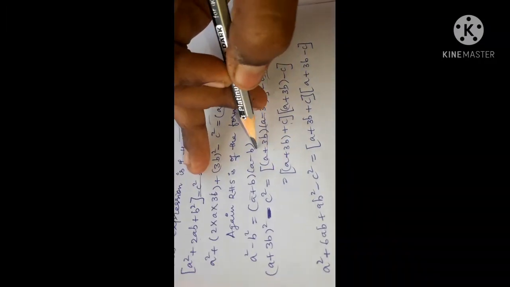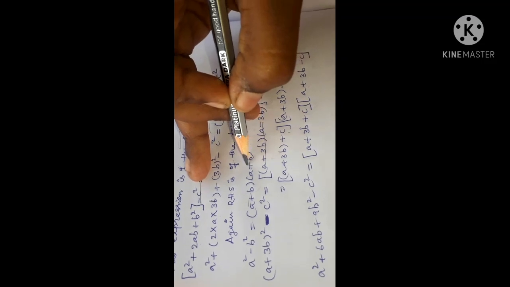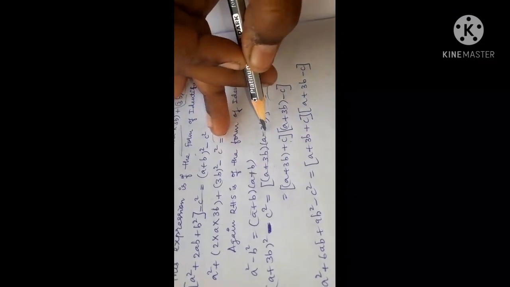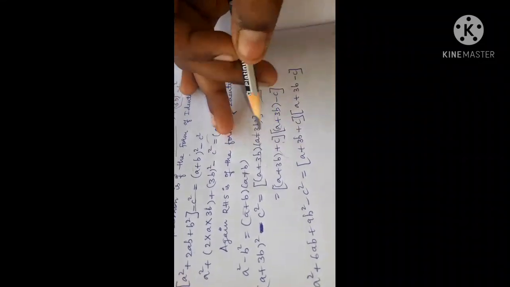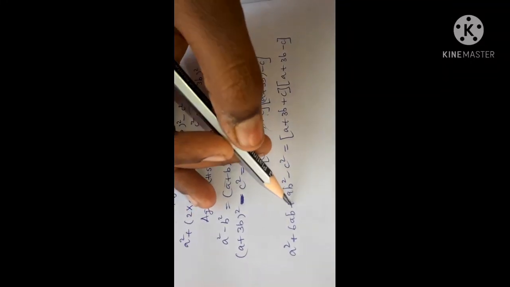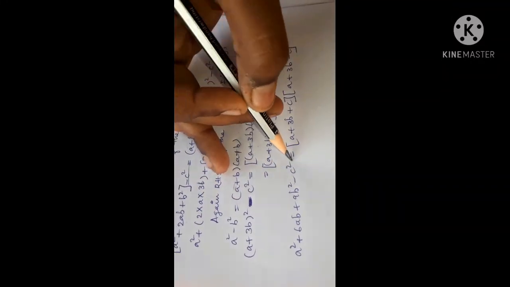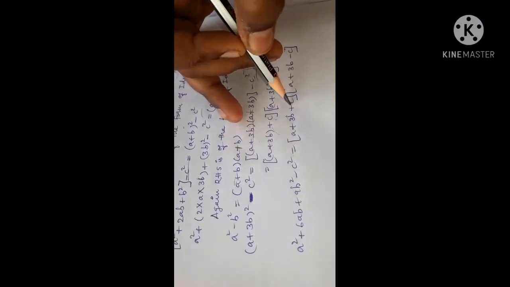Okay, see, here it is plus everywhere. Okay, now it is a square plus 6ab plus 9b square minus c square equal to a plus 3b plus c into a plus 3b minus c.